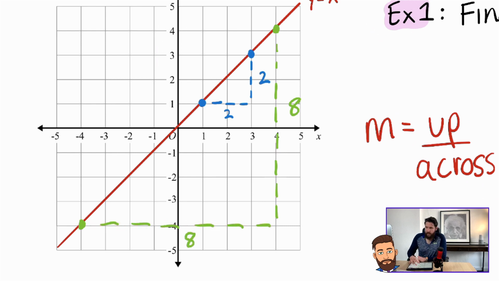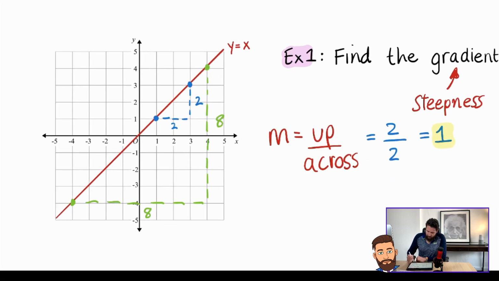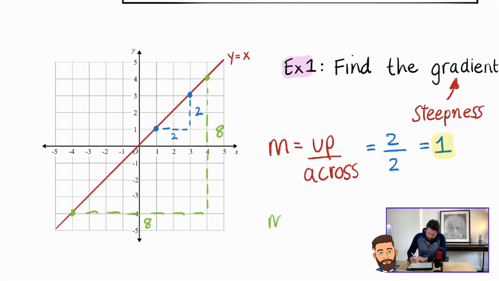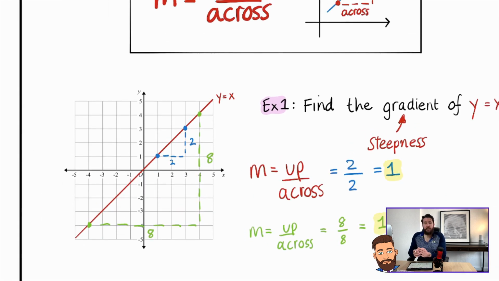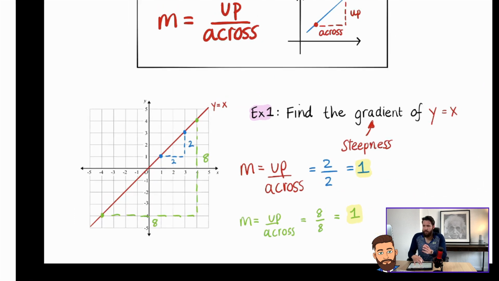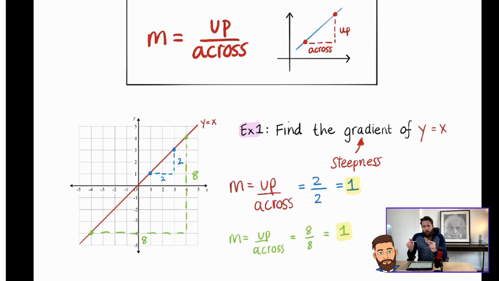So if I use this green triangle, what would I get? Well, I would get m equals up divided by across, which is 8 divided by 8. 8 divided by 8 is 1. So I get the same gradient. So, as you can see, as long as you stick to those rules of making sure the points that you pick on the line fall in the grid, you're going to get the same gradient regardless of how big or how small you draw your triangle.